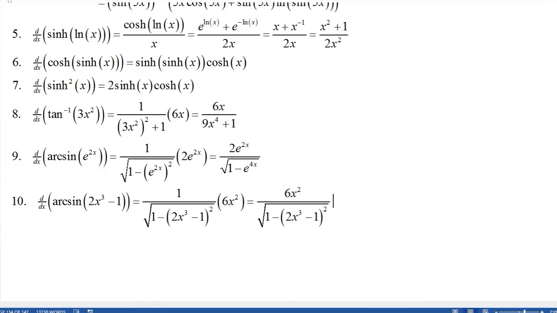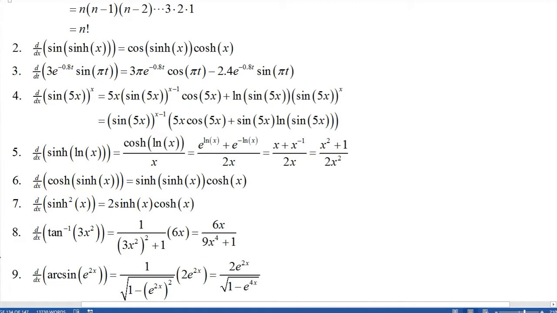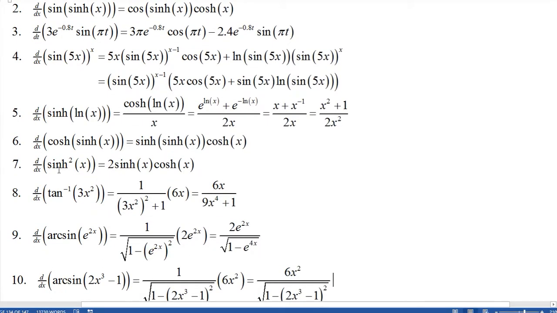So we quickly went over a few more examples. Notice that some of these had hyperbolic trig functions, some sinh and cosh in there, and some arc tangent and arc sine. So I'll give you a few more examples to look at as well.